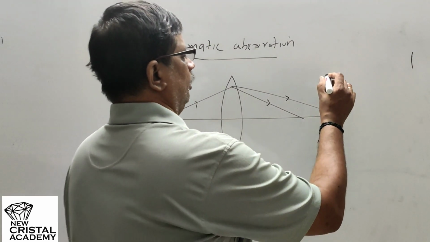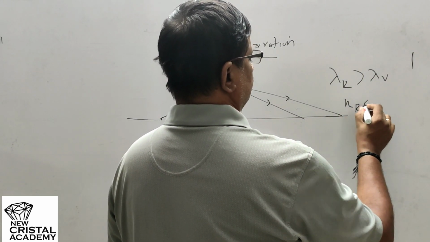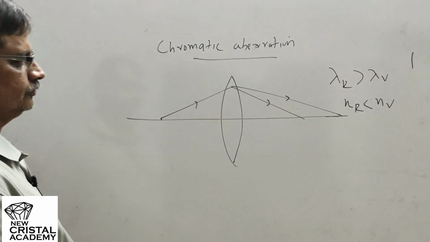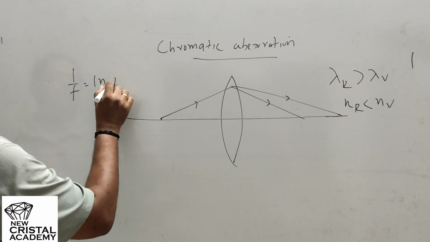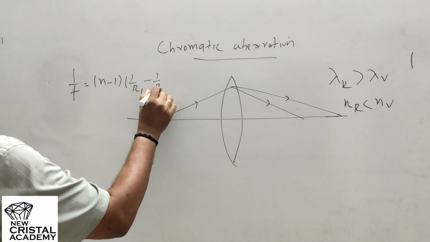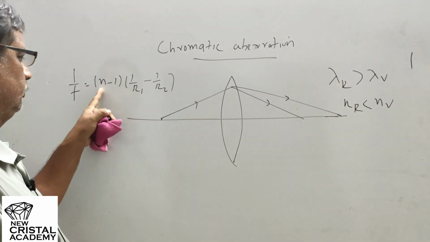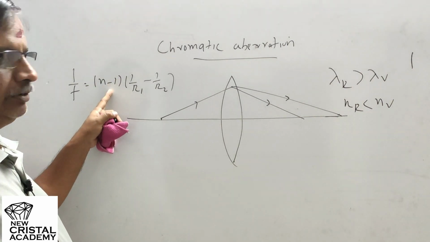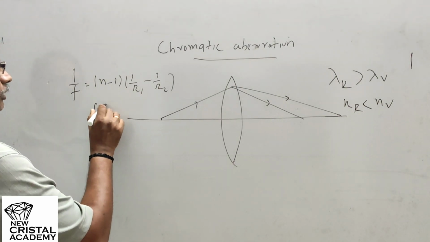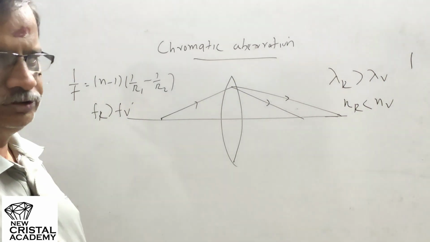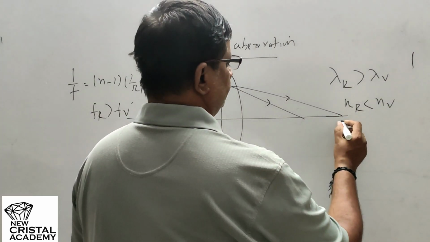We know that lambda r is greater than lambda v and nr is less than nv. So the refractive index of the red color is less than that of violet color, and from the lens maker's formula, 1 by f equals (n minus 1) into (1 by r1 minus 1 by r2), we find that n for red is minimum. So when n for red is minimum, nr minus 1 will be minimum and 1 by f will be minimum for red color and f will be maximum for red. So fr will be greater than fv. Since 1 by f is minimum for red, f will be maximum for red. So the red color will focus at the farthest point.